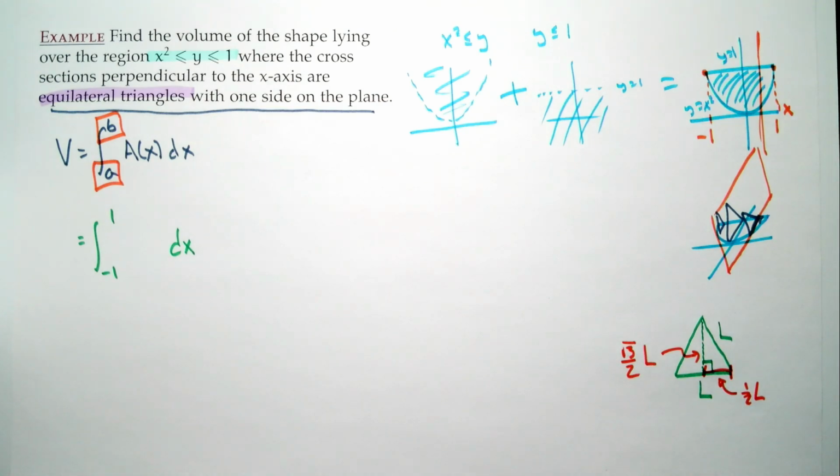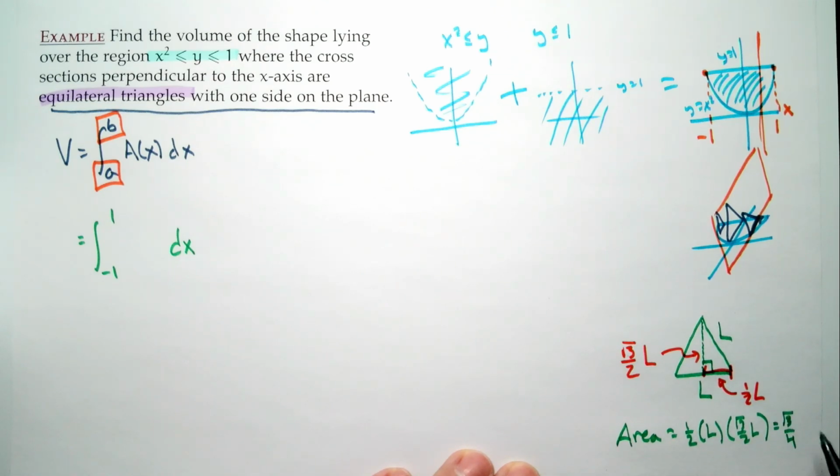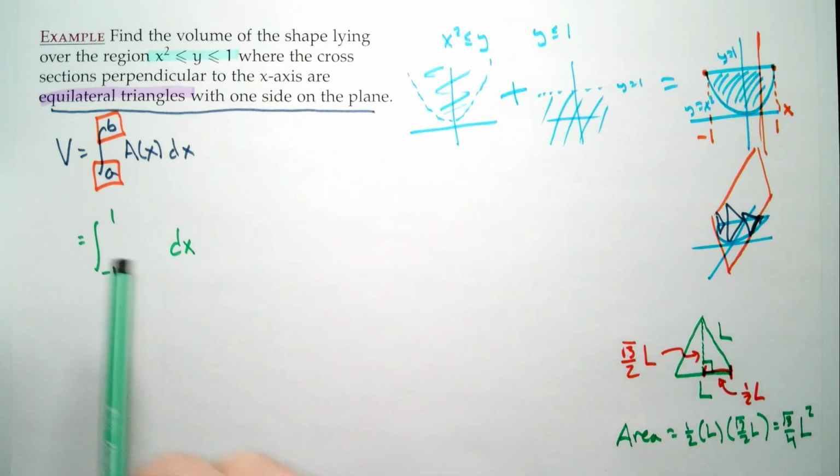All right, so what's the area? Well, the area would be 1/2 base, so L, times height, square root of 3 over 2 times L, which gives us square root of 3 over 4 times L squared. Now, you might say, okay, that's what goes there, right? Not quite. What's wrong?